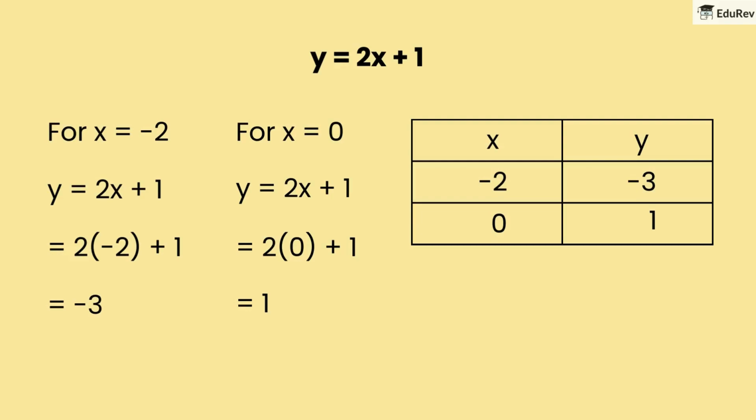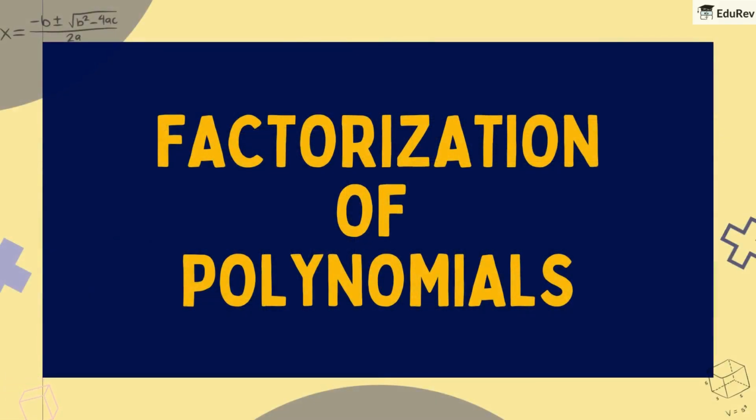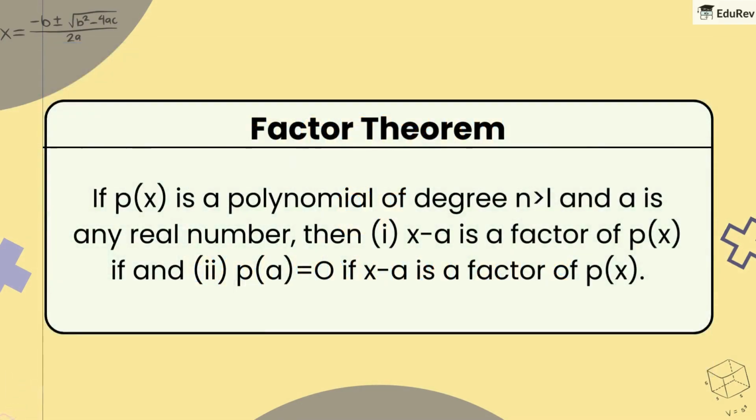Moving on, an essential concept in working with polynomials is factorization. The factor theorem helps us understand how a polynomial can be broken down into simpler parts, making it easier to analyze and solve. If p(x) is a polynomial of degree n greater than or equal to 1 and a is any real number, then x minus a is a factor of p(x) if and only if p(a) equals 0.